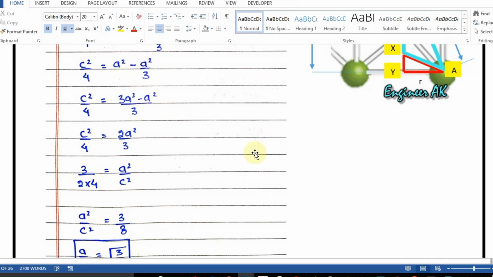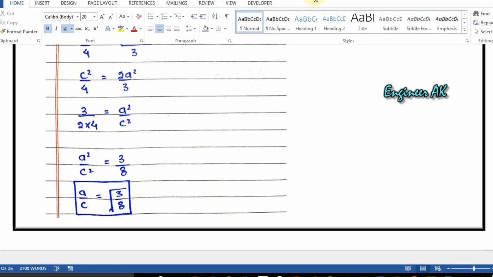And if I take the under root over here, and similarly over here, the squares will cancel out with the under root. So A by C comes out to be under root 3 by 8. So now the A by C ratio is under root 3 by 8.